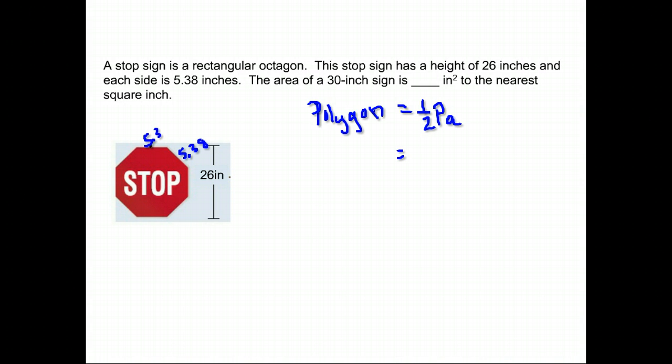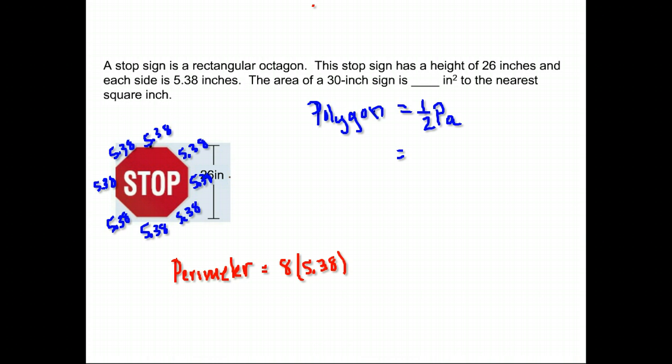They told us that each side had a length of 5.38 inches. Okay, so to find perimeter, all you have to do is add up all of the sides. There are 8 sides, and each side is 5.38 inches. So what would our perimeter be? What do you think? We're going to need to know each part of that formula. The P in our formula stands for perimeter. And again, in lesson 7, the one right before this, you do area of regular polygons, so that should help.